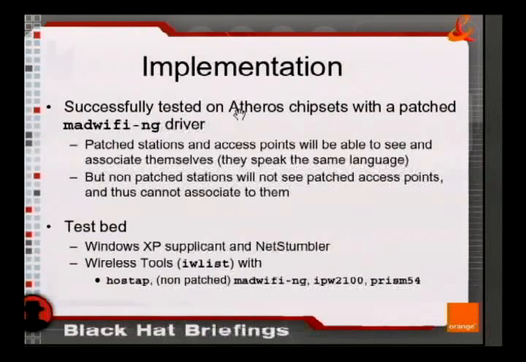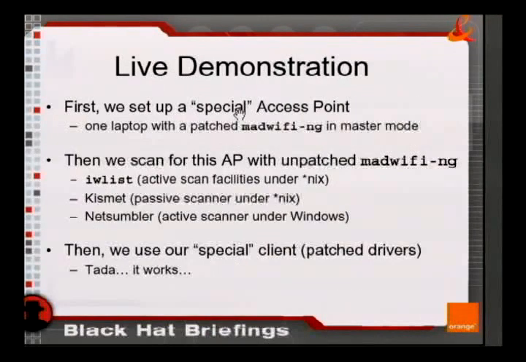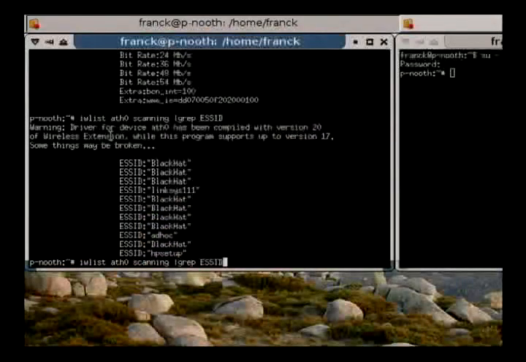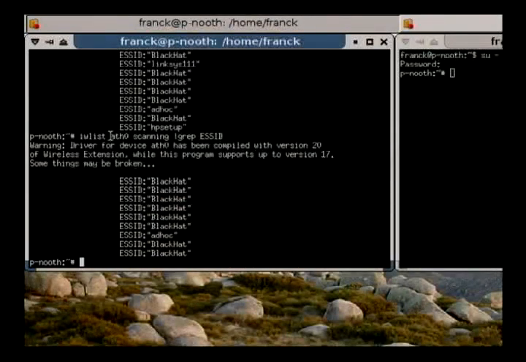So we have been doing some modification on the MadWifi driver, as I explained. We can do a very quick demo. Here I have two laptops. On my right, I have one laptop in master mode, which means that it's an access point running some tweaked MadWifi driver, and this laptop is a client. So I can try to do some scanning on ath0. It's my interface. And I'm able to detect different wireless networks, Black Hat, ad hoc, this kind of network.